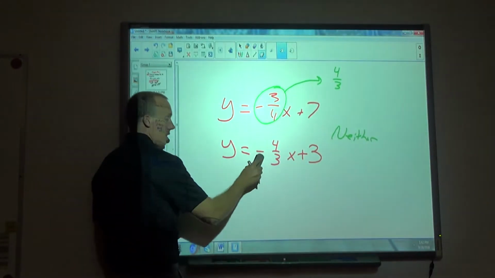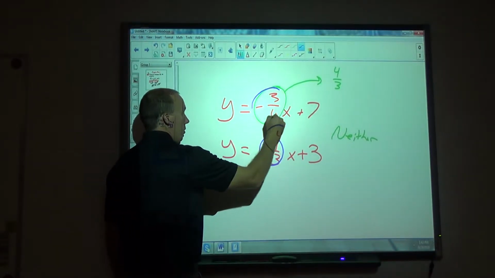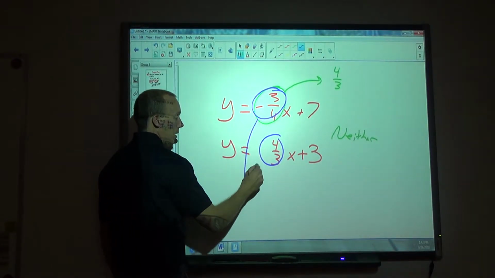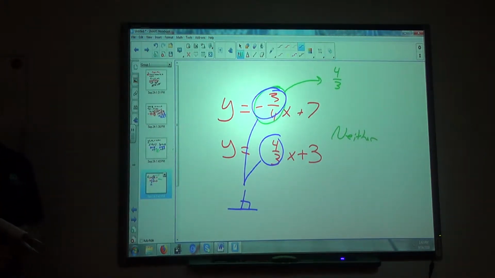Okay, but if I didn't have this negative sign here, now what would this one and this one be now? Now, they'd be perpendicular. Does that make sense, the difference between them? Okay.